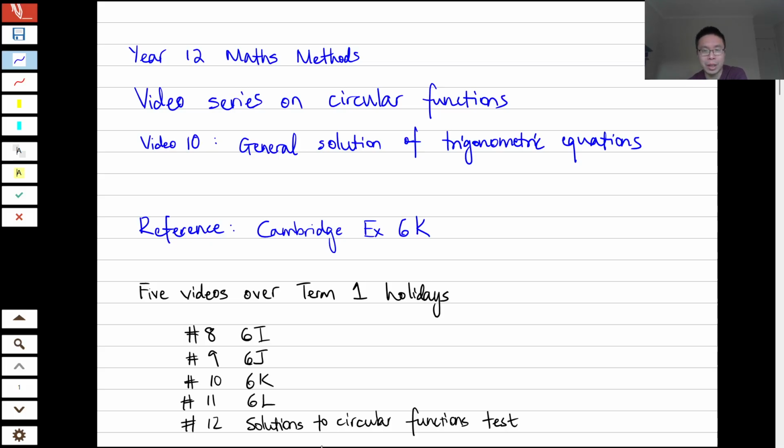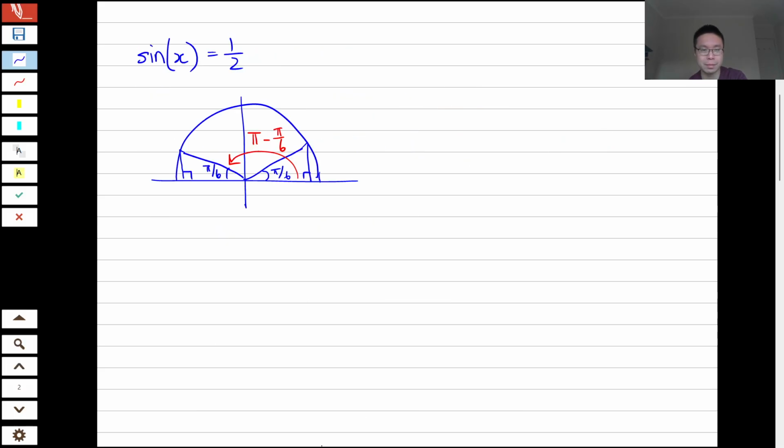And the reason why we need general solutions is trigonometric equations have infinitely many solutions unless you restrict your domain. And that's because if you add 2 pi, you get an identical angle. So we need some way to capture all possible solutions without having to write them all down and figuring out a pattern. So I'll do this with some examples.